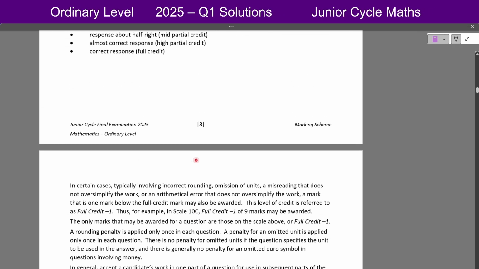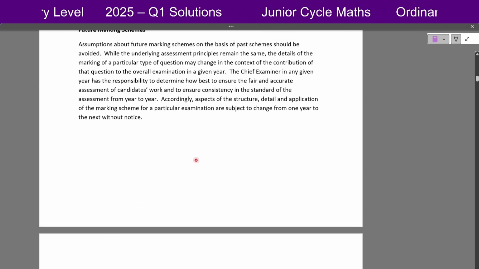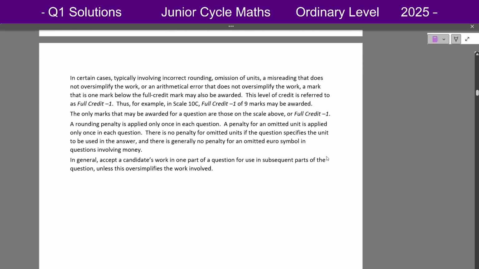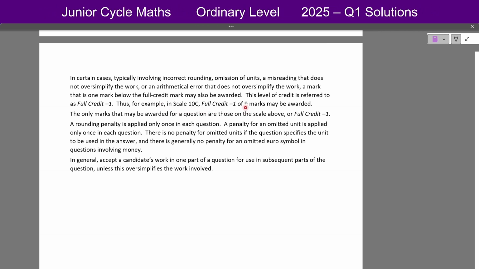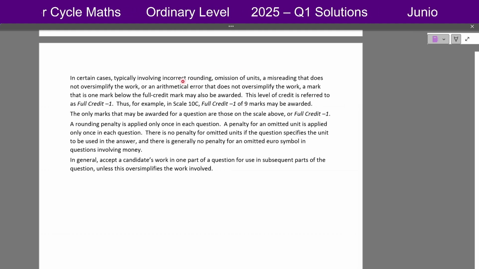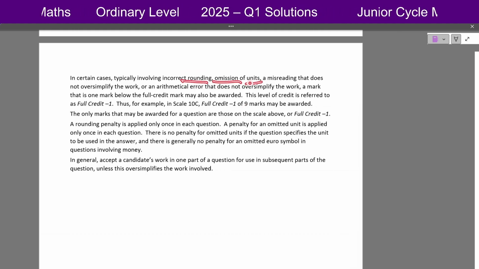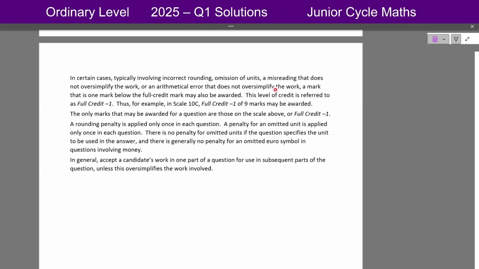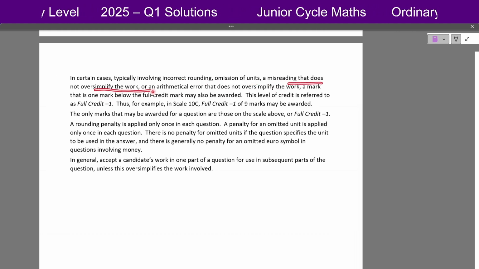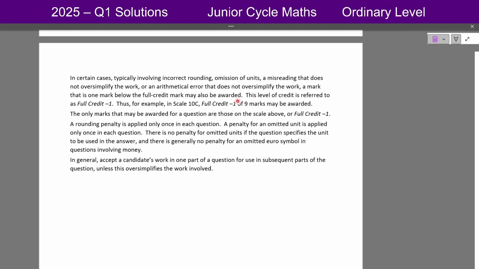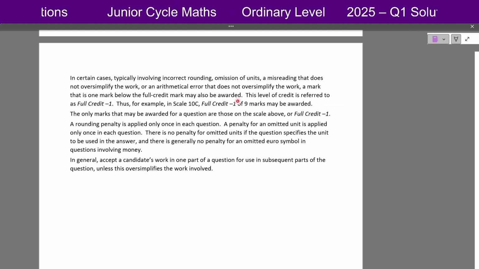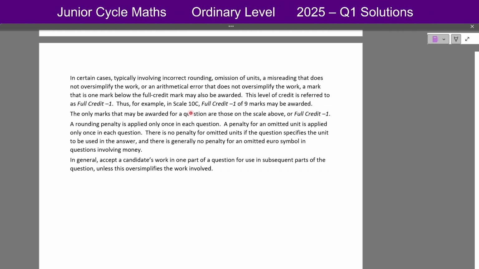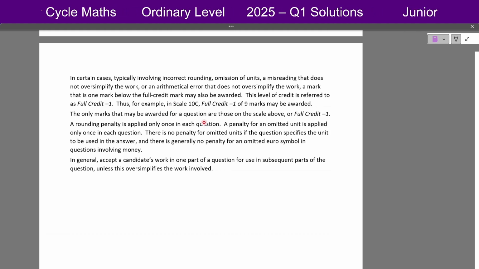About the note here, full credit minus 1, the details are shown on page number 4. We see that we get full credit minus 1 in some cases, like, for example, incorrect rounding, or we miss the units for the values, or a misreading that does not oversimplify the work. In that case we get the full mark but minus 1. So we have to be very careful about it.